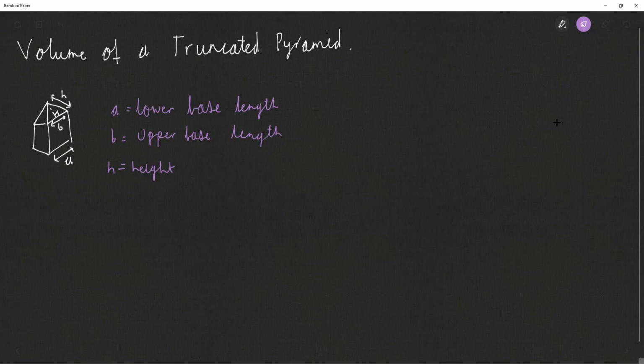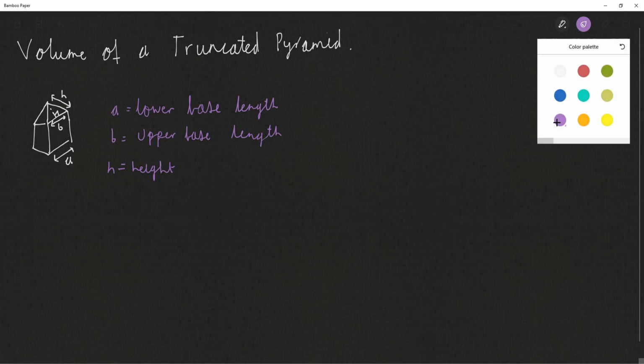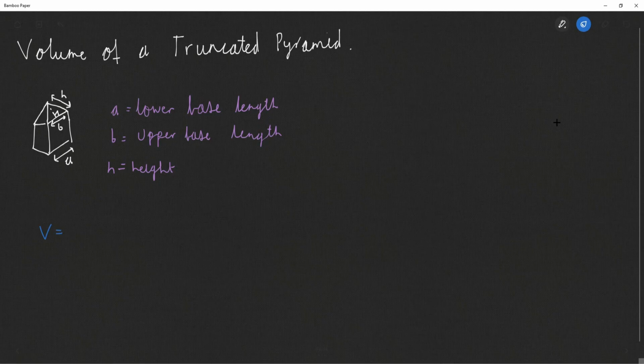Now the volume, which I'll do in blue, is equal to h over 3 times a squared plus ab plus b squared, which is the same formula that we use today. In our example, which we'll do on the right side, we're going to set our a value equal to 6, our b value equal to 4, and our h equal to 10. Now all we have to do is plug it into the formula.